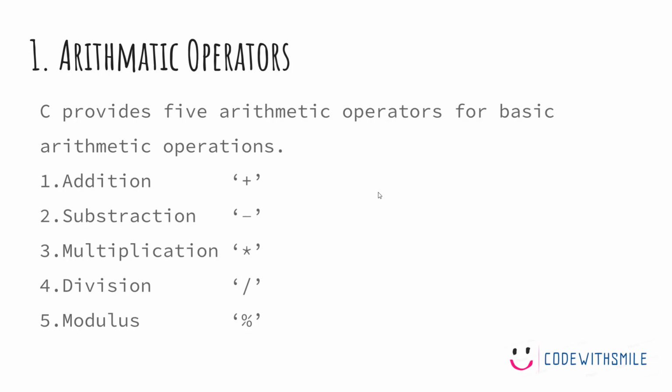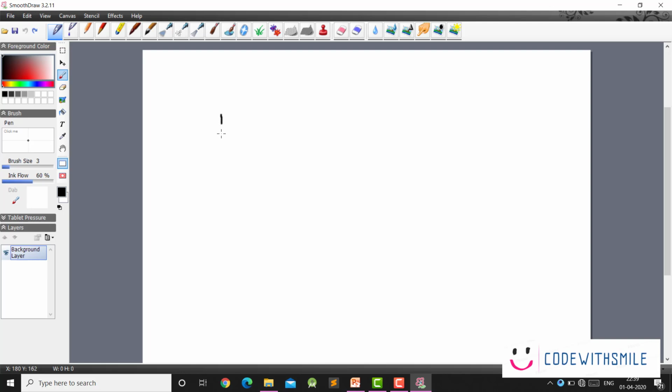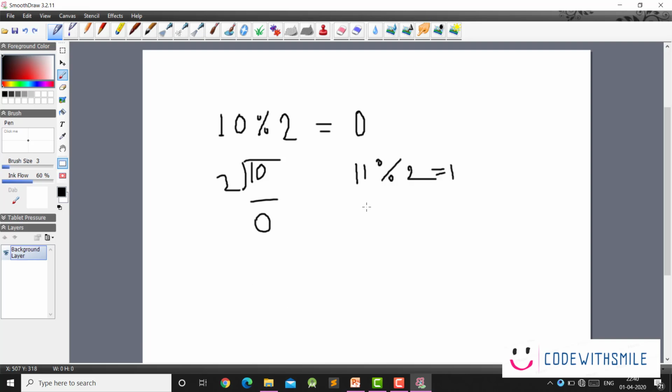We all know what is addition, subtraction, multiplication, and division. But what is modulus operator? Modulus operator is used to find the remainder. Let's see how. If we have written 10 modulo 2, the answer will be 0, as when we divide 10 by 2, we get remainder 0. Similarly, if we write 11 modulo 2, we get 1, because when we divide 11 by 2, we get the remainder as 1.